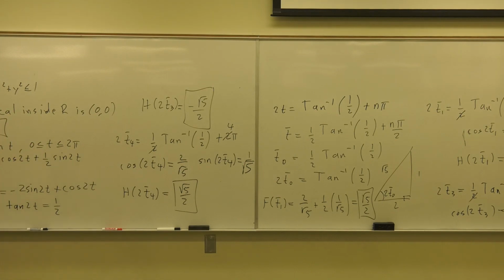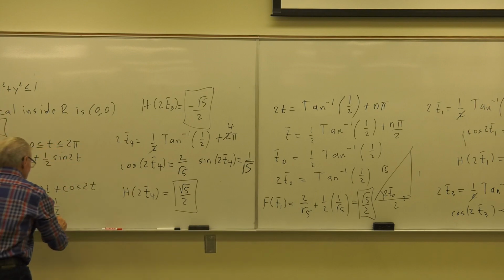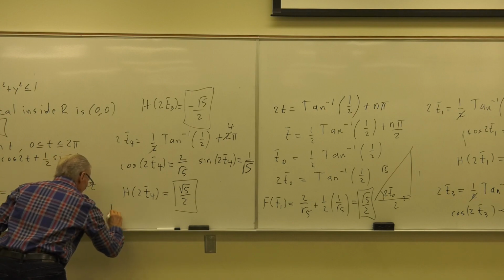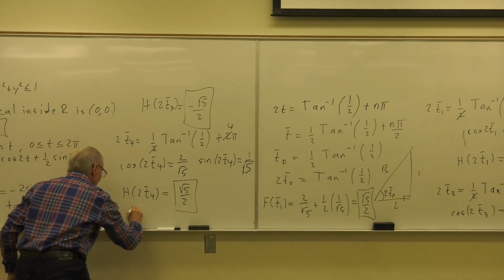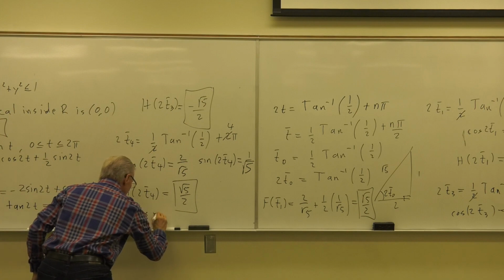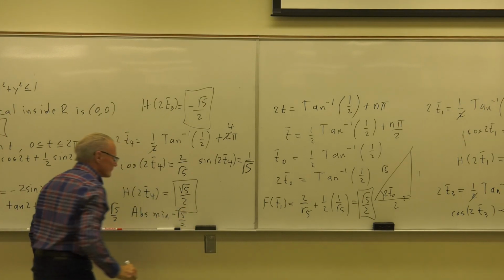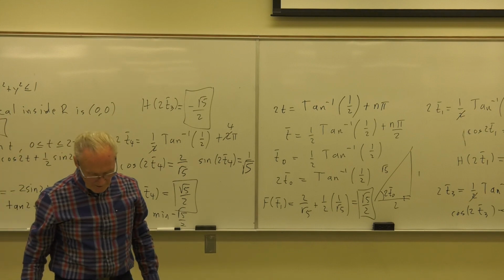So we've now done all the calculations. Looking at the boxes, biggest is root 5 over 2, smallest is minus root 5 over 2. So the absolute max is root 5 over 2, and the absolute min is minus root 5 over 2. And we have finished.